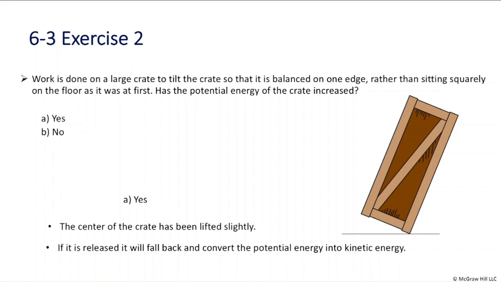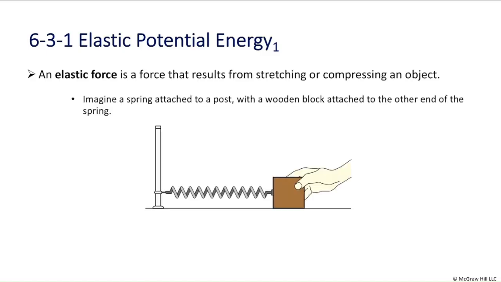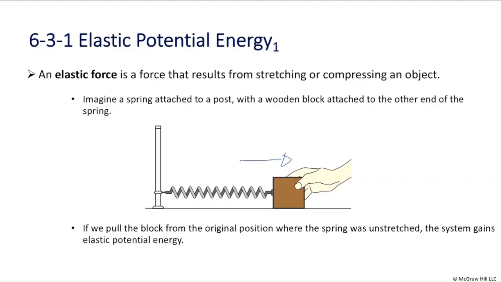Now that we have covered gravitational potential energy, let's look at another type of stored energy, elastic potential energy. Elastic potential energy occurs when you stretch or compress an object, like a spring or a rubber band. Imagine a spring attached to a post with a wooden block attached to the other end of the spring, as in this figure. If we pull the block from its original unstretched position, then we do work on the spring. So the block gains energy, and this is called elastic potential energy.